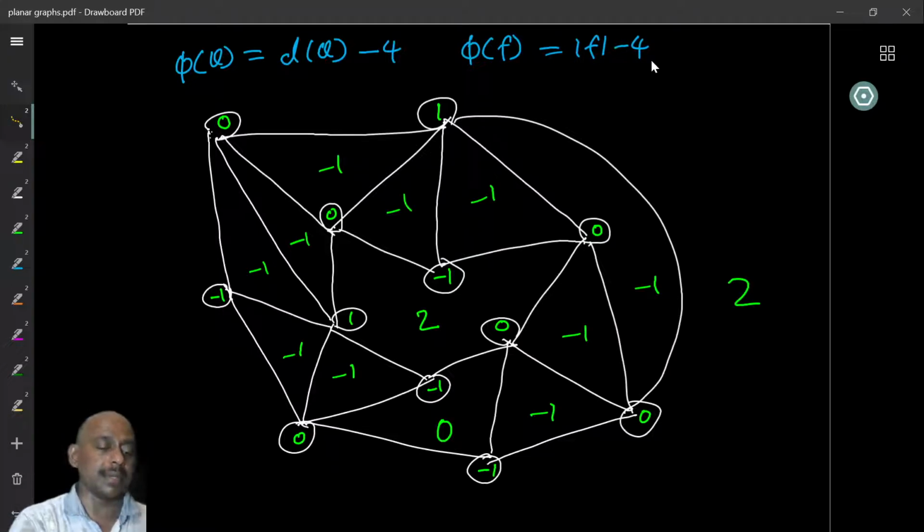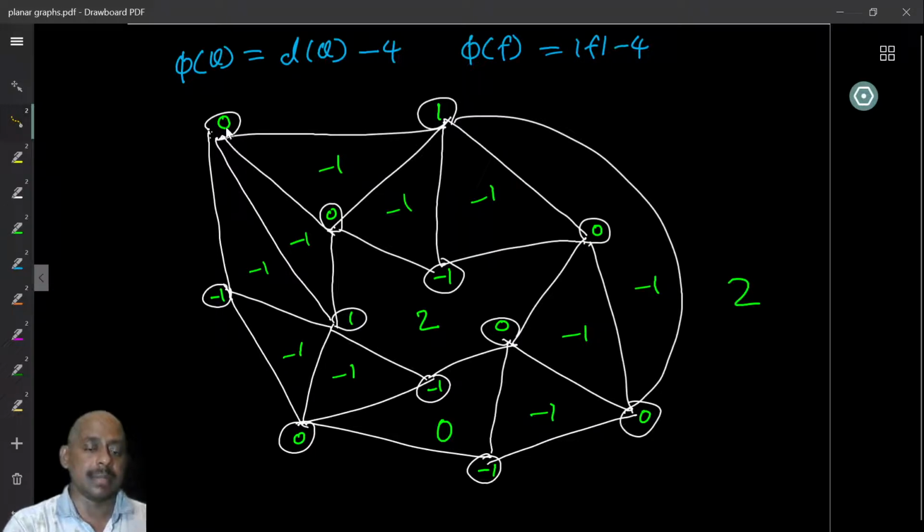So after the charging phase, you will see that these vertices have, for example, this one has initially degree 4. So the charge is 4 minus 4, which is 0. It had 3, so therefore 3 minus 4, which is minus 1. Then similarly, it had degree 5, therefore it has charge 1. So 0, 1, 0, minus 1, etc.